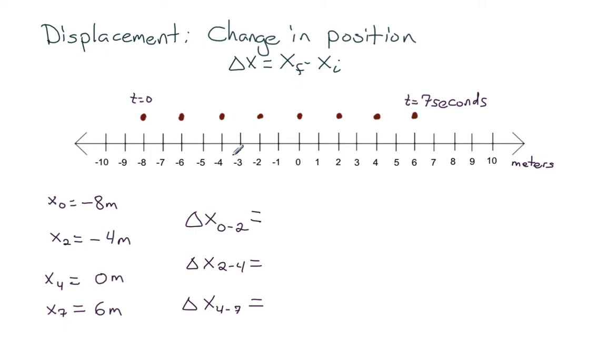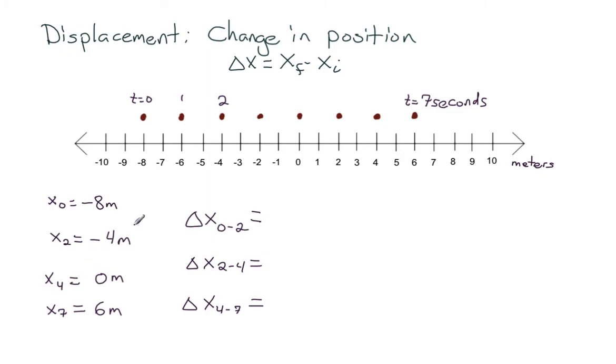So we're going to use the letter X to represent position. So you can see over here, x0. That means the position at time 0 is -8 meters. X representing position at time 2 seconds. So this is 2 seconds over here. Time 0, 1 second, 2 seconds is -4 meters.